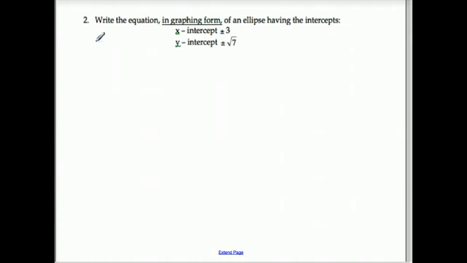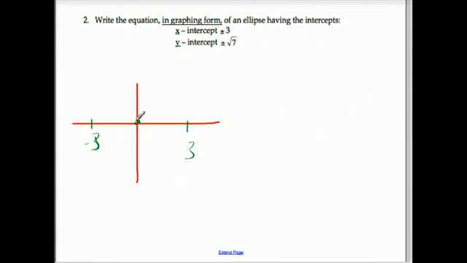Alright, so write the equation in graphing form of an ellipse having these intercepts. Again, they tell us the vertices. So let's throw up a quick little graph here. Now, the intercepts are plus or minus root 7 and plus or minus 3. Since they're both equidistant from the origin, it's negative 3 and 3 for our x-intercepts. We know that the center has to be at the origin, so that makes it easy to find our equation.